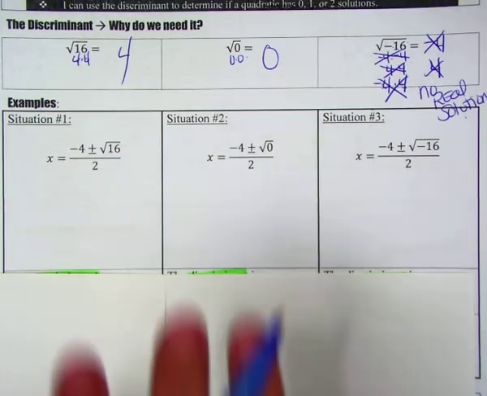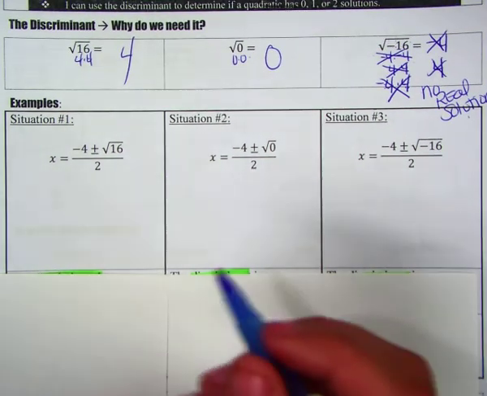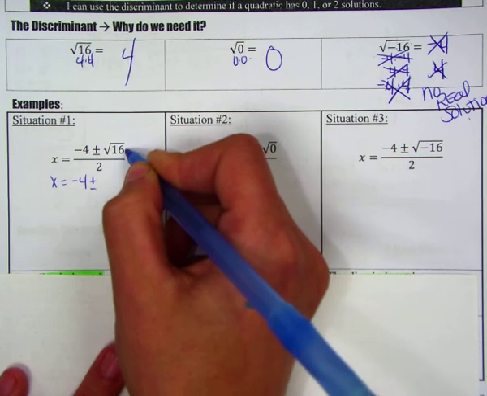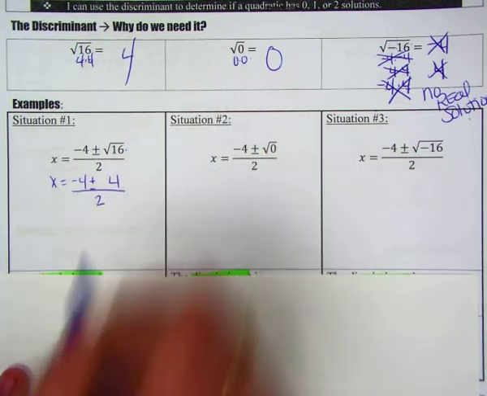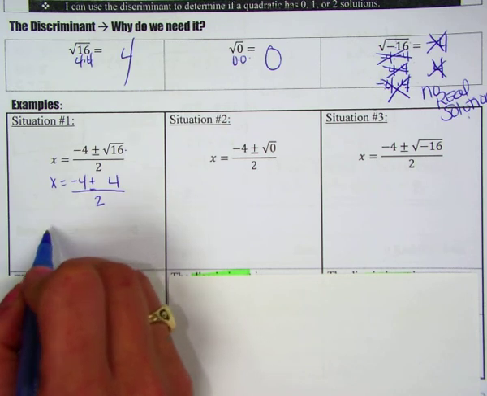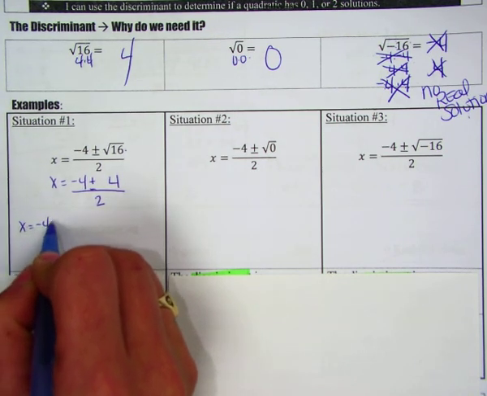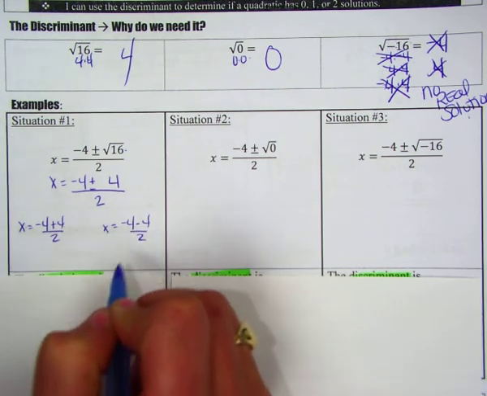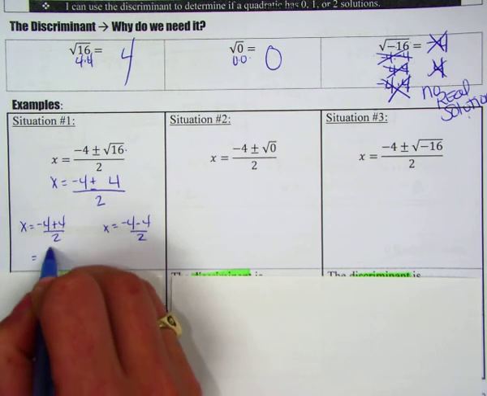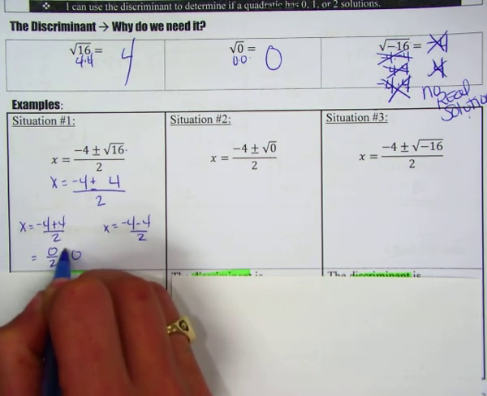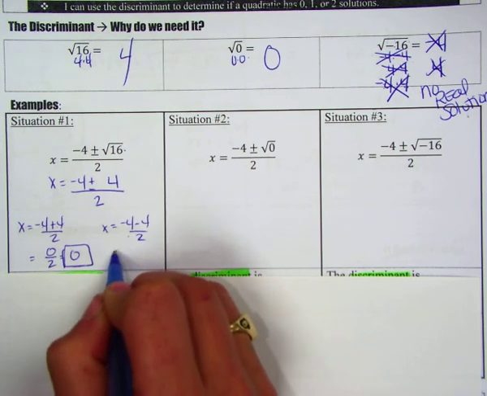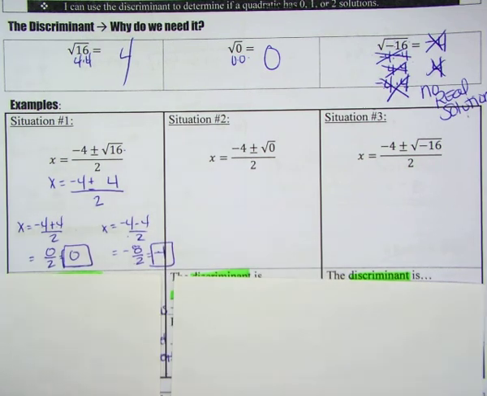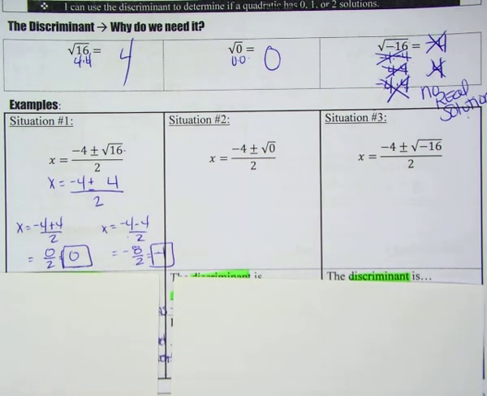With that being said, let's take a look at these three examples. So, situation number 1. We have negative 4 plus or minus the square root of 16, and the square root of 16 is 4. From here, we'll split this up into two separate equations. x equals negative 4 plus 4 divided by 2, and x equals negative 4 minus 4 divided by 2. Negative 4 plus 4 is 0, 0 divided by 2 is 0. Negative 4 minus 4 is negative 8, negative 8 divided by 2 is negative 4. So I actually got two solutions.